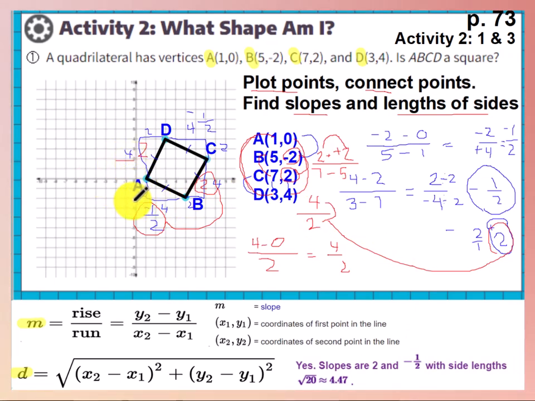4 squared plus 2 squared. 4 times 4 is 16. 2 times 2 is 4. 16 plus 4 is 20. And you have to find the square root of 20 to find the hypotenuse. The square root of 20, if you want an approximation, put it in your calculator. If you want an exact answer, you leave it the square root of 20. All right, but it's approximately 4.47.